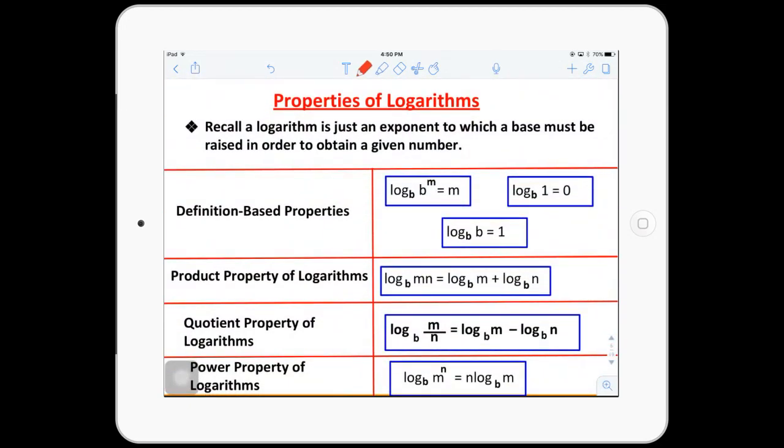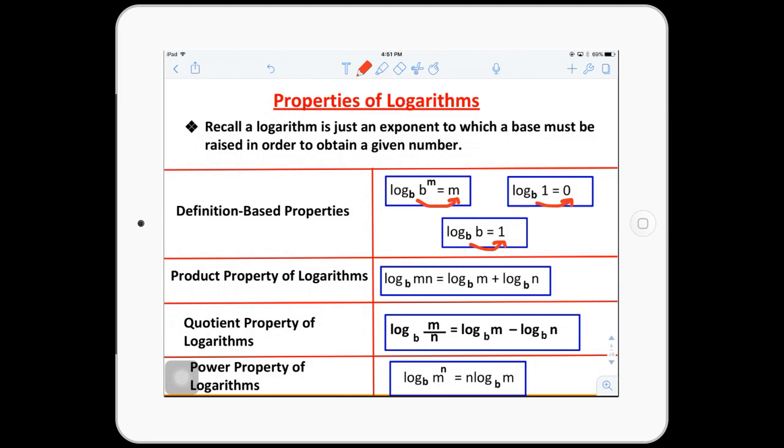And the first one we have is log base b of b to the m equals m. Well, that's because, remember I mentioned in the previous lesson, if you follow the arrow, it makes sense because b to the m equals b to the m. And likewise, b to the 0 equals 1. So the log base b of 1 is always equal to 0. And same thing for log base b of b is 1, because b to the 1 power is b.